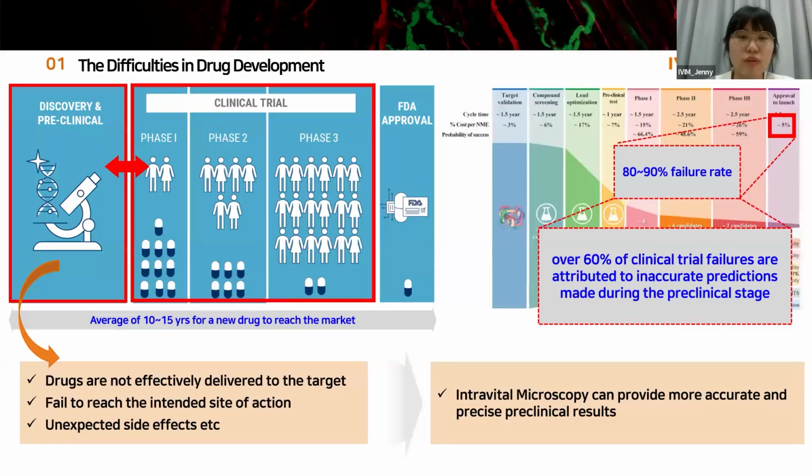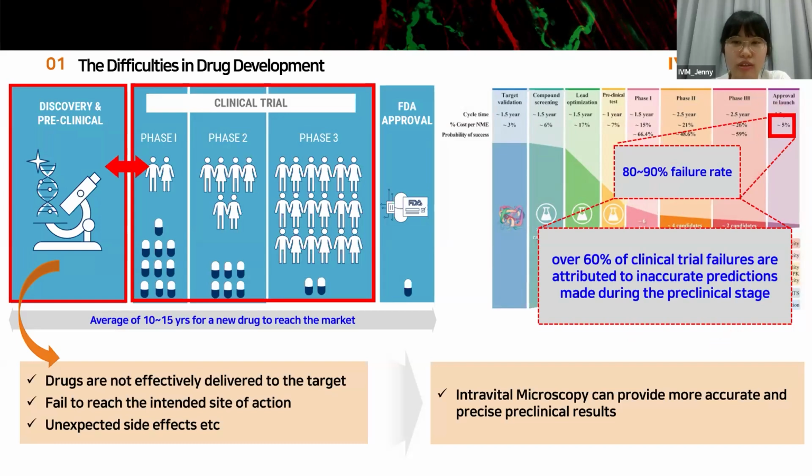So as many of you may know, the development of a new drug typically takes between 10 to 15 years and requires an investment cost of approximately 1 to 2 billion USD. Despite this enormous commitment of time and resources, unfortunately, 80 to 90% of drug candidates fail during the clinical stages. In fact, only about 5% of drug development projects ultimately succeed in reaching the market.